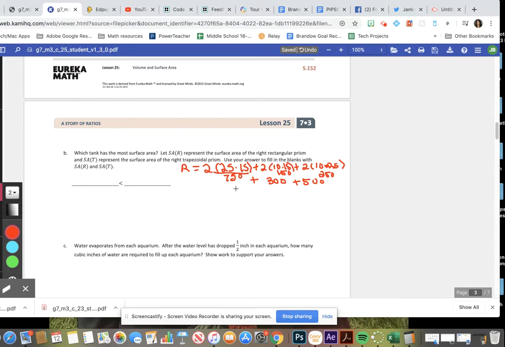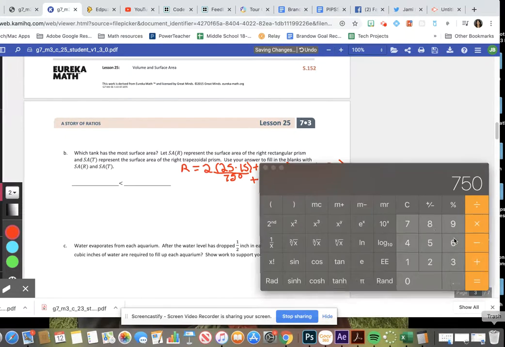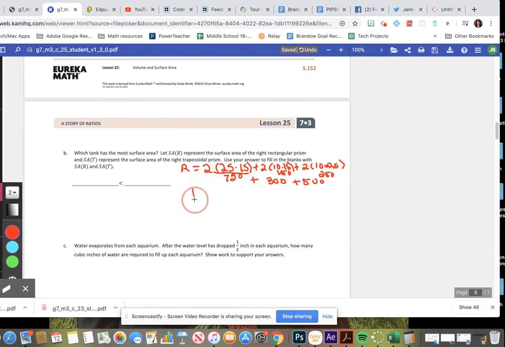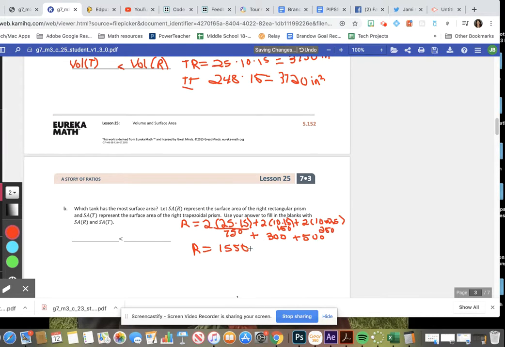So altogether, I'd have 750 plus 300 plus 500, which is 1550. So the area of R is 1550 inches squared, not cubed. Okay, let's go look at T.